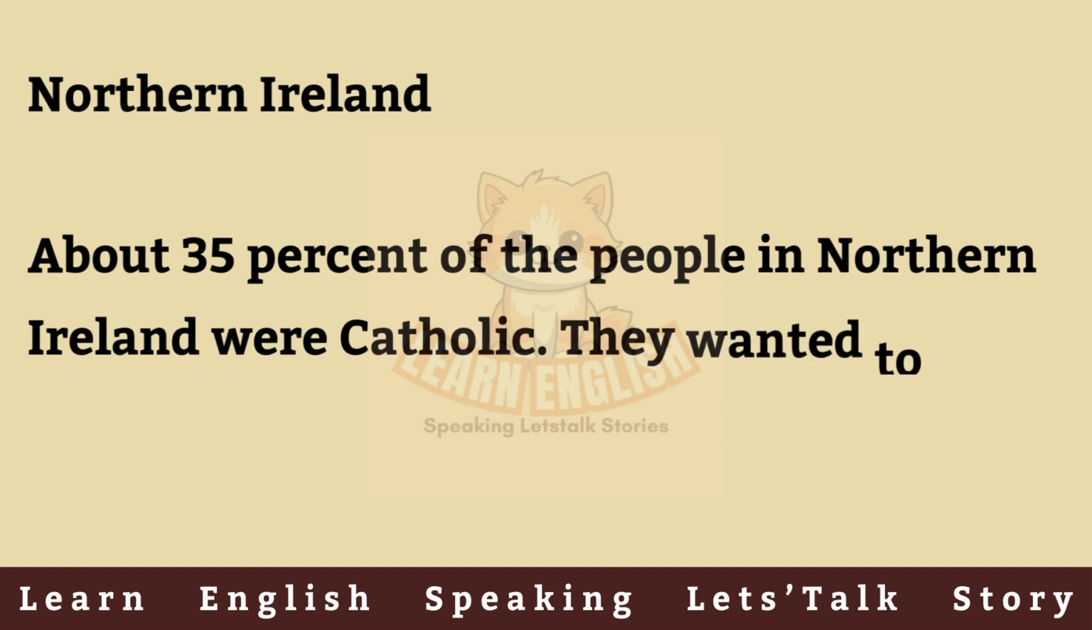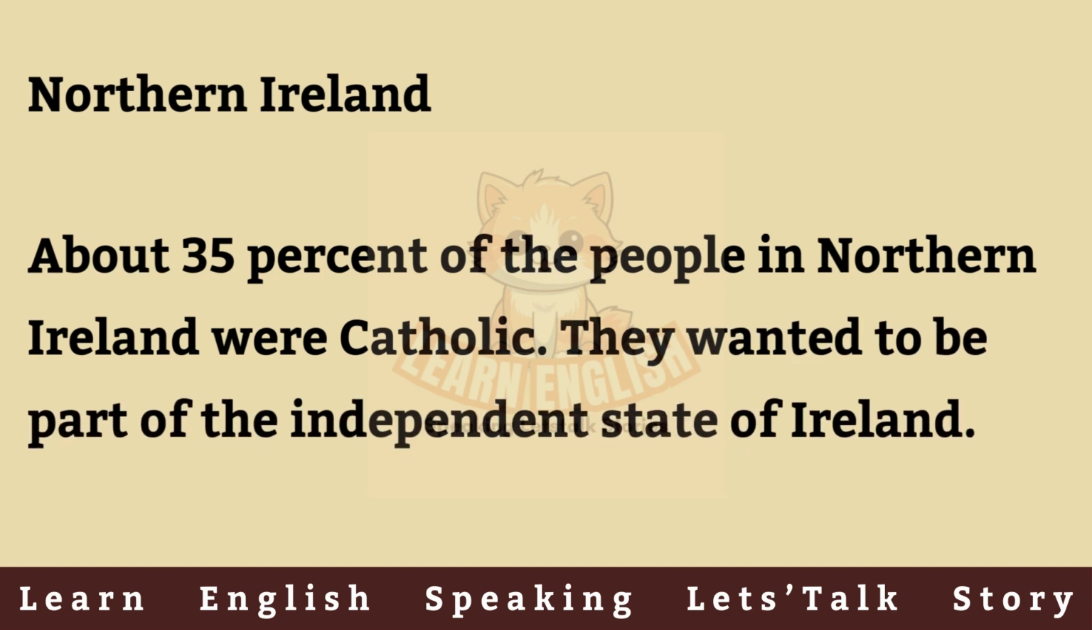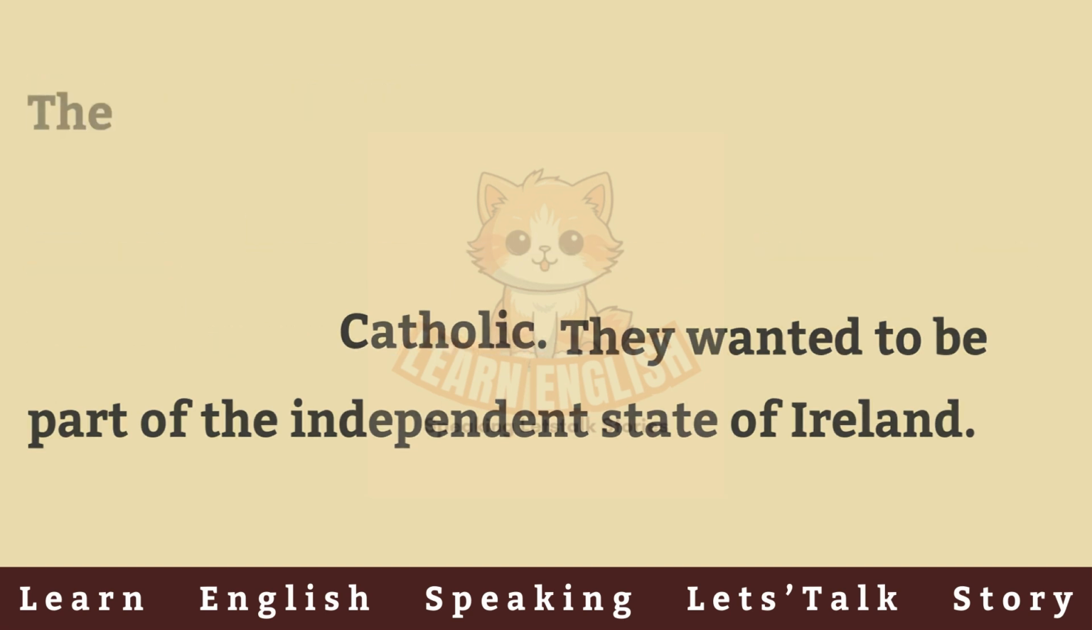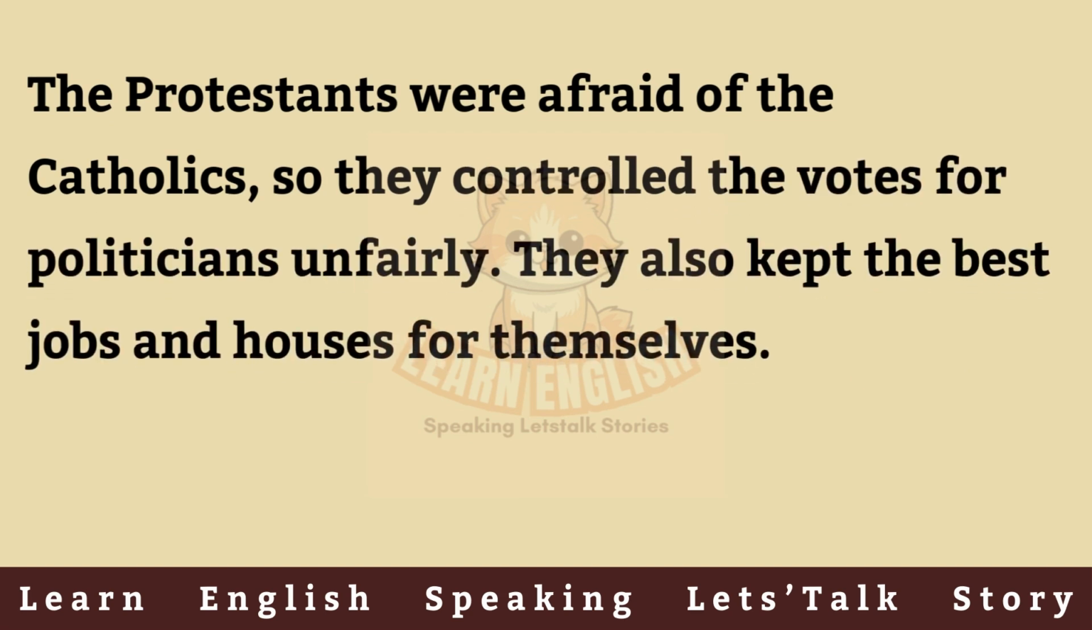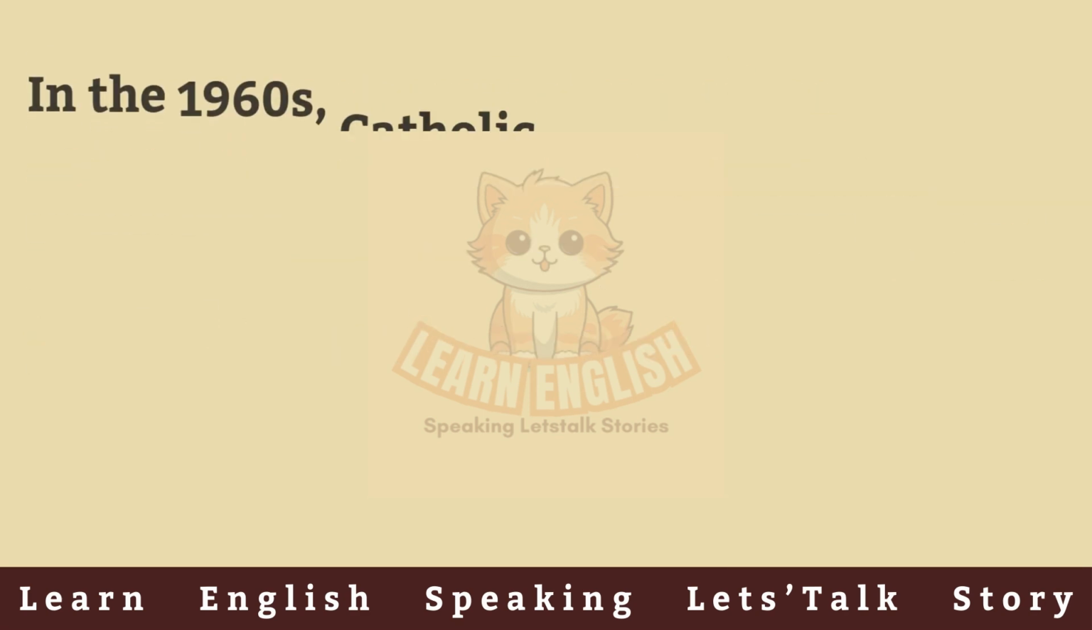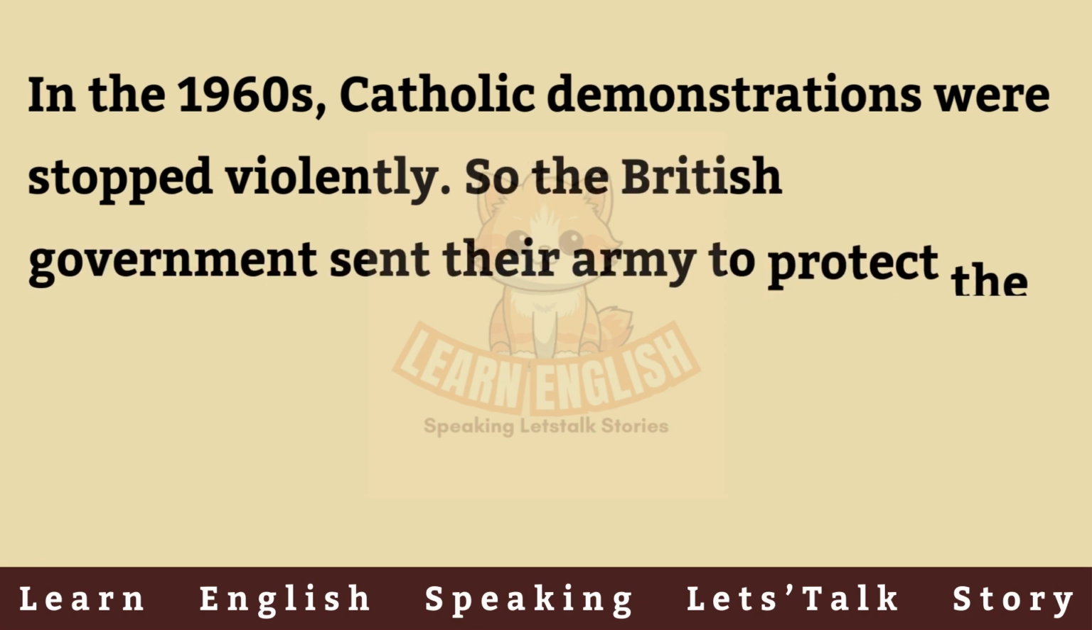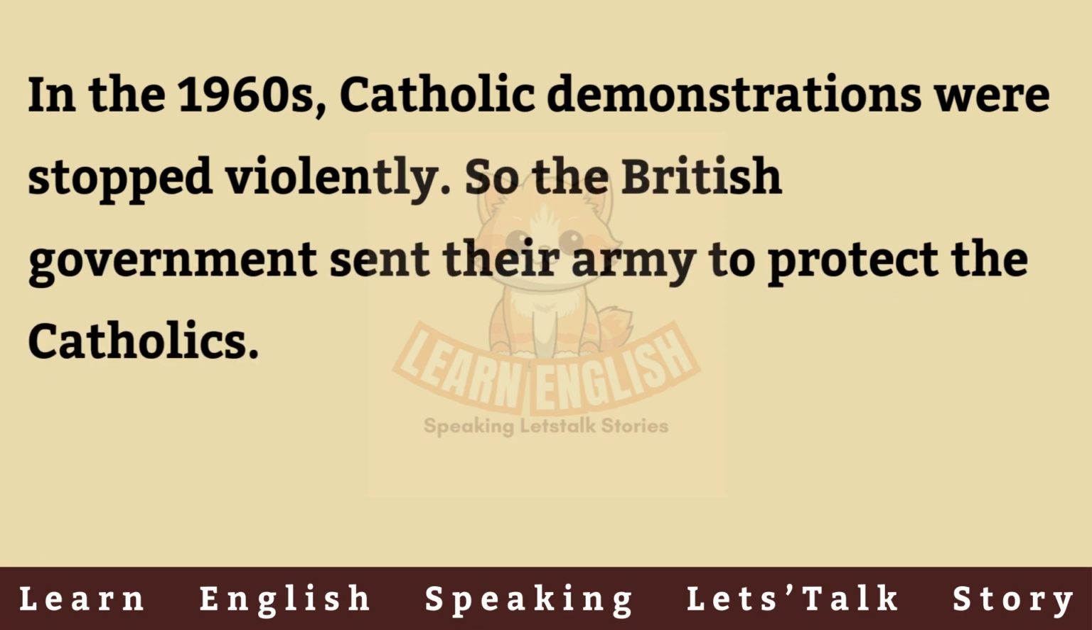Northern Ireland. About 35% of the people in Northern Ireland were Catholic. They wanted to be part of the independent state of Ireland. The Protestants were afraid of the Catholics, so they controlled the votes for politicians unfairly. They also kept the best jobs and houses for themselves. In the 1960s, Catholic demonstrations were stopped violently, so the British government sent their army to protect the Catholics.